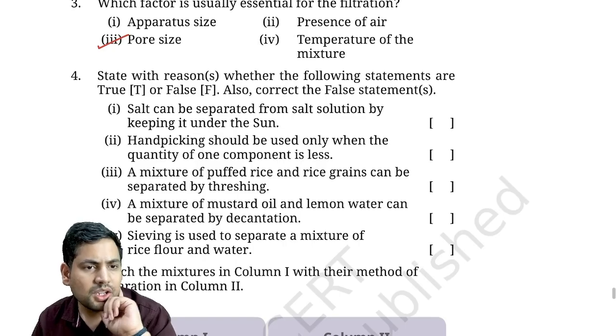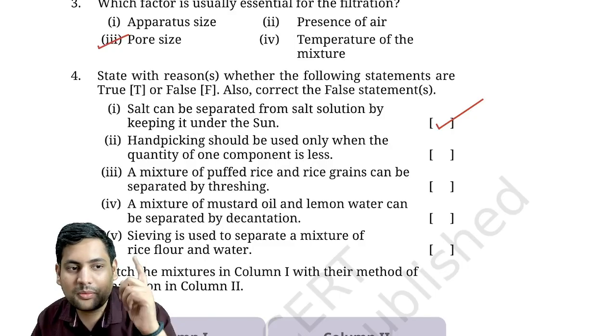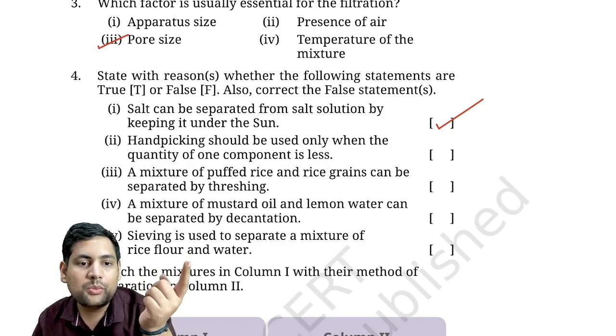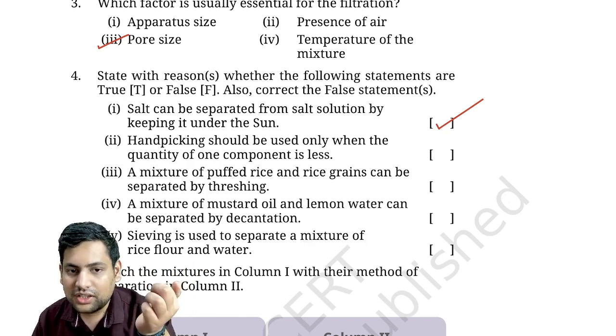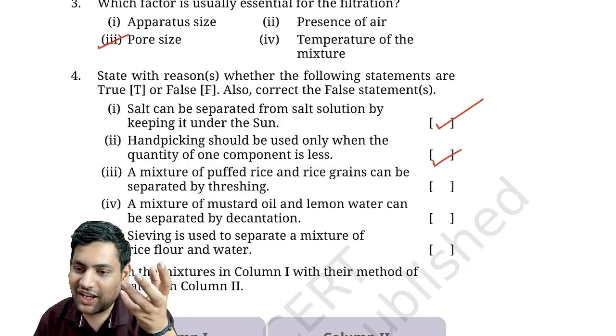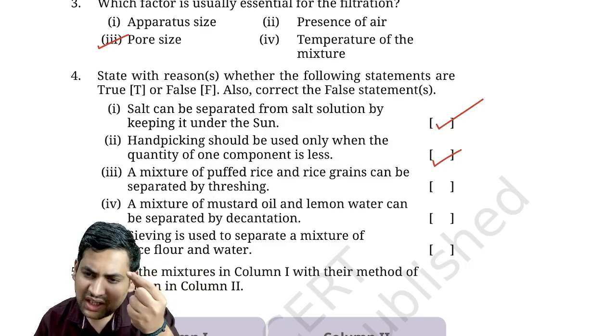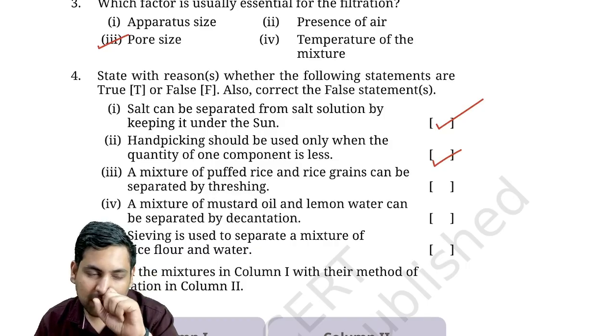Then salt can be separated from salt solution by keeping it under the sun. Yes, correct. Water will be evaporated. Hand picking should be only used when the quantity of one component is less. What do you think? Yes. If they're both equal, then it is of not much use. Correct. Essentially, you are separating two things. Then you have more rice and less of stones. Then only you are doing separation.